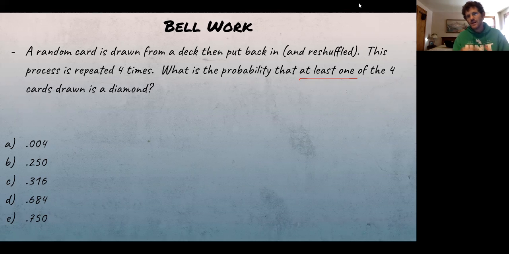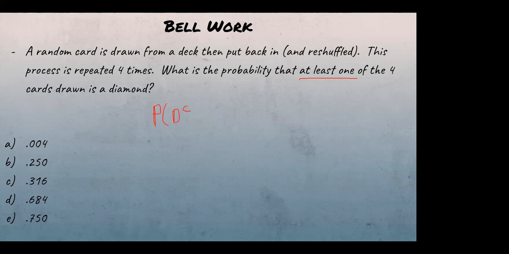So now we have to think of it in the other direction. So 1, 2, 3, or 4 diamonds, they're all okay. The only thing that's not okay is getting no diamonds at all. So I want to get the complement of the failure condition. That means I need to find the probability of not getting a diamond. And we just put that superscript C, that means complement. That's another way of saying not getting a diamond.